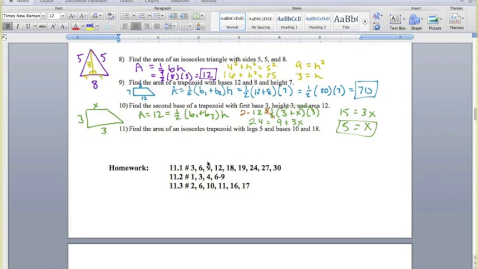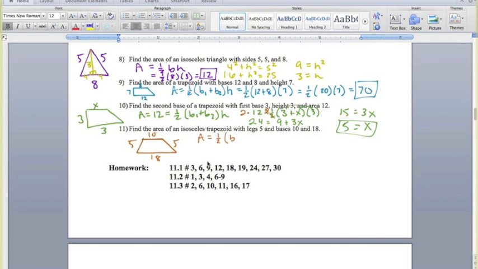Okay, last one here. Find the area of an isosceles trapezoid. An isosceles trapezoid, we learned back in chapter 5, is a special trapezoid where the 2 slanty sides are the same length. Those slanty sides are called the legs, and this problem says that they're both 5. And our bases are 10 and 18. The bases are the parallel sides.